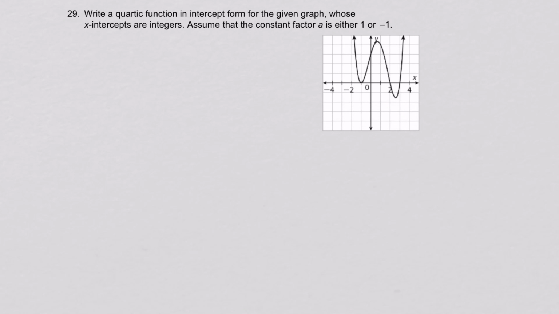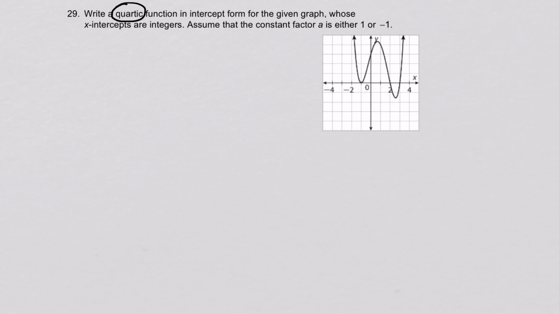Okay, so this is the last one of the review, and this one might be the toughest, or at least the one that people will probably struggle with because it's kind of new. It says write a quartic function in intercept form for the given graph whose x-intercepts are integers. Assume that the constant factor a is either 1 or -1. We're not going to worry about this last section right here. What I'm going to worry about first is writing the quartic function.